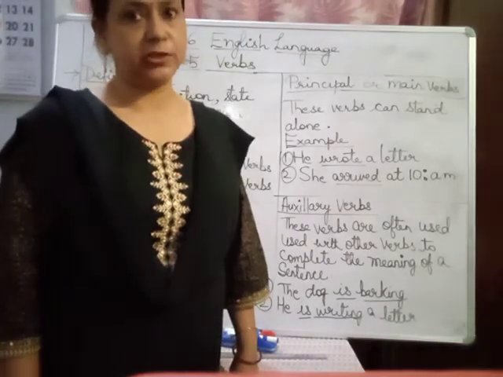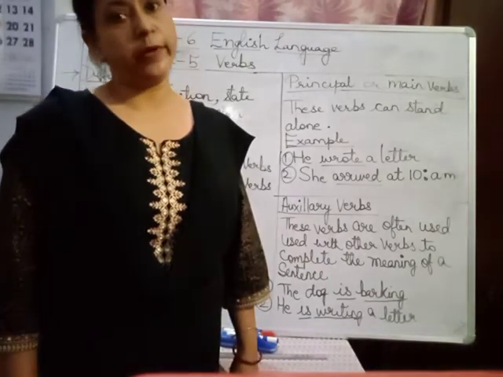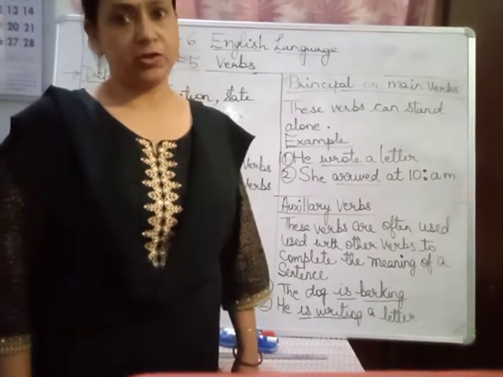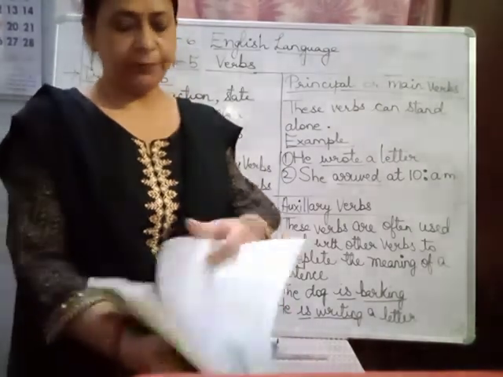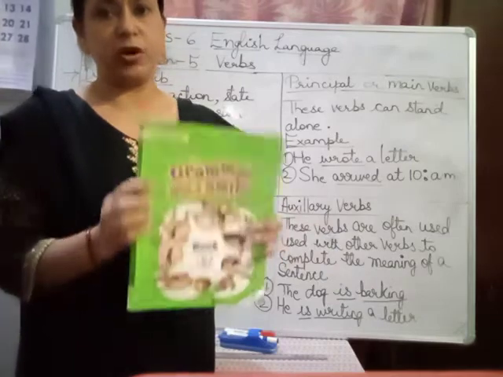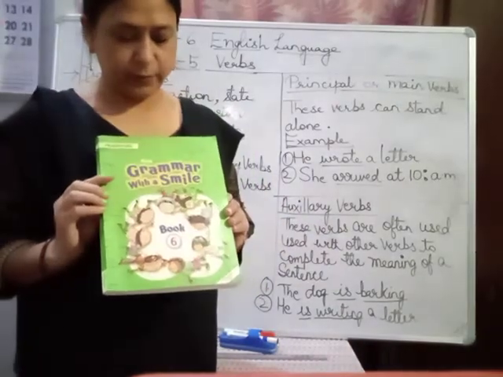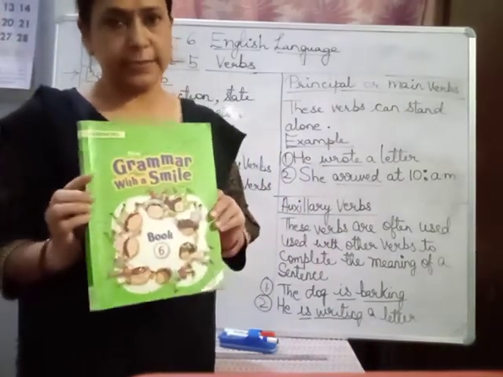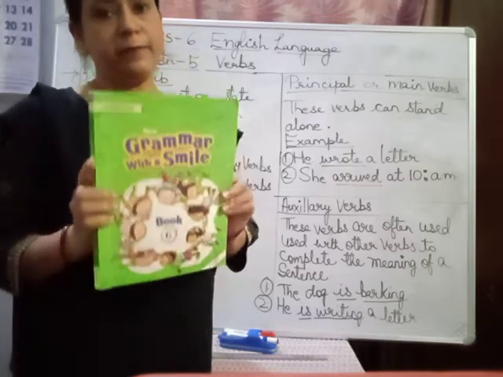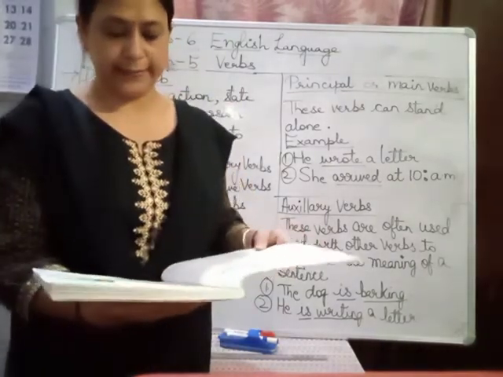Class 6 English language. Children, we are going to do verbs today. Children, what is a verb? A verb, let's see in our book. This is your English grammar book, Grammar with a Smile, Class 6. This is your book, children. Please take out your books and let's see.